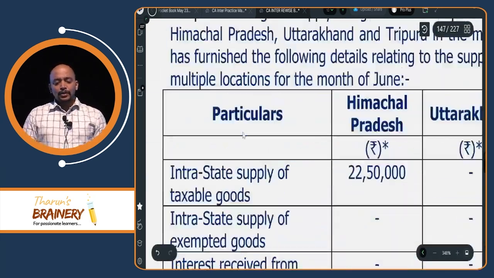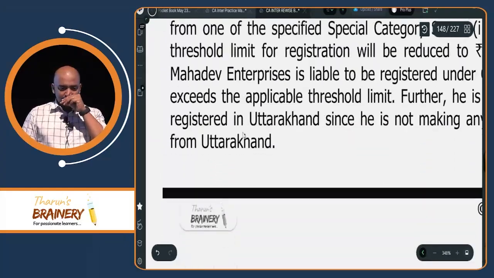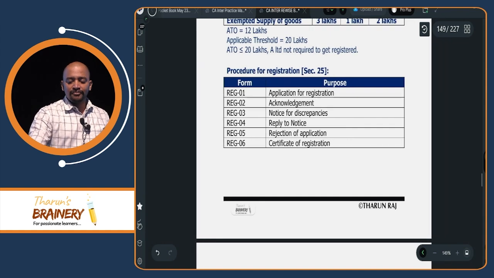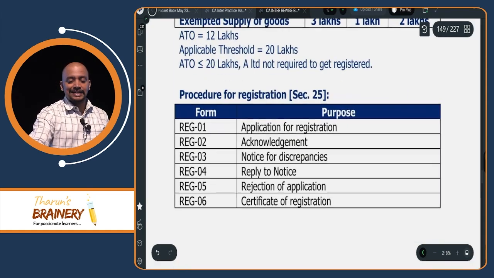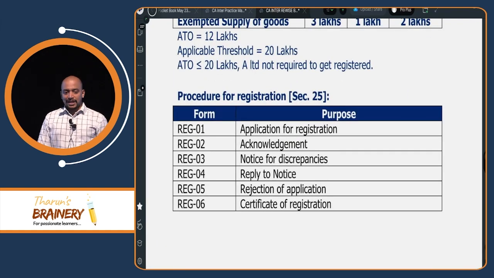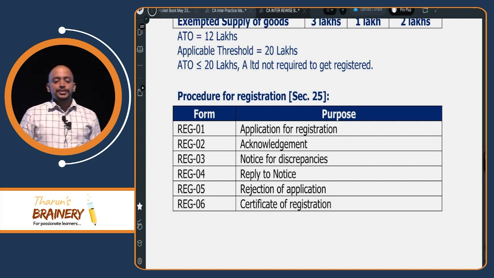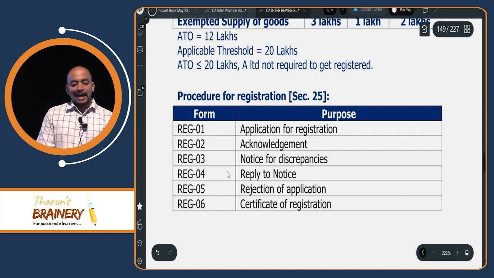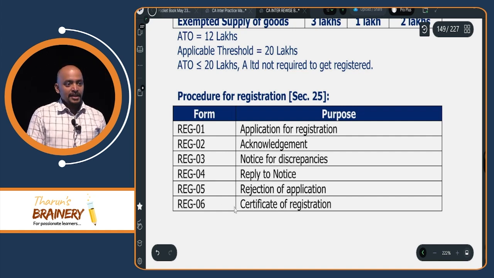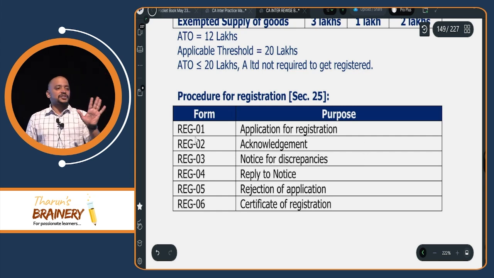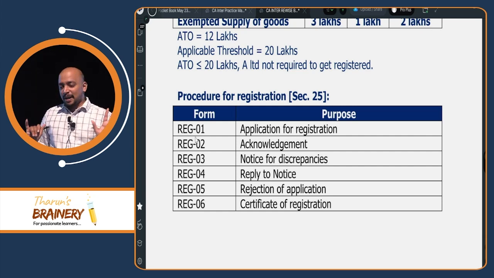Then look into the procedure for registration in page number 148. On 148, you can see what are the forms involved in registration. So these forms you need to remember. Again in MCQ it will be tested. So application for registration is in which form? REG1. Total 6 forms are there. You need to remember the purpose.